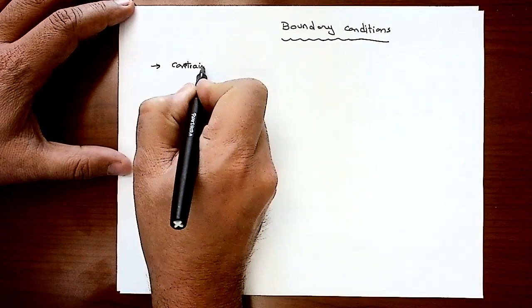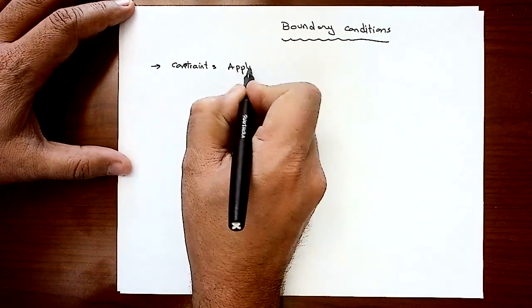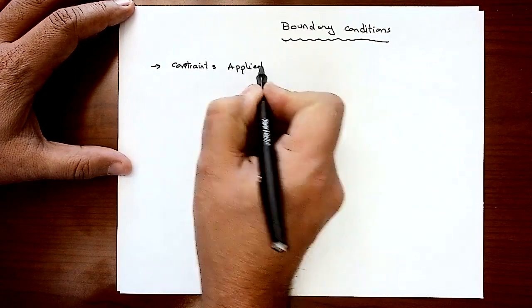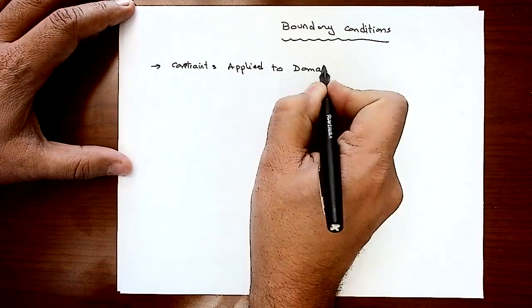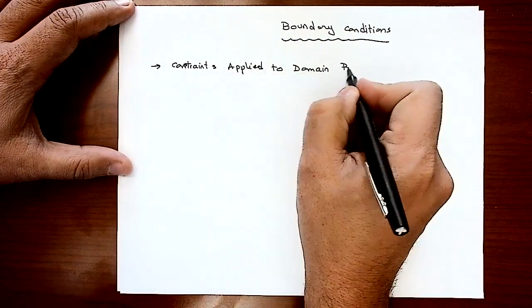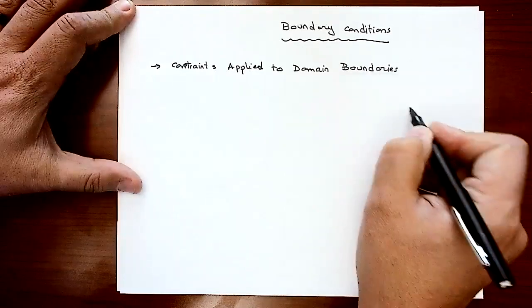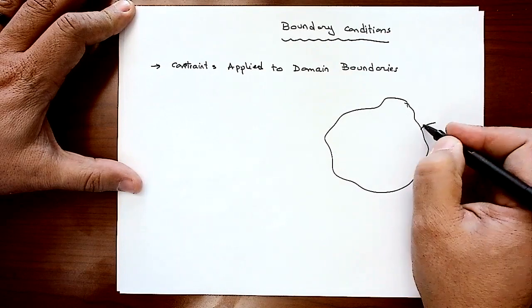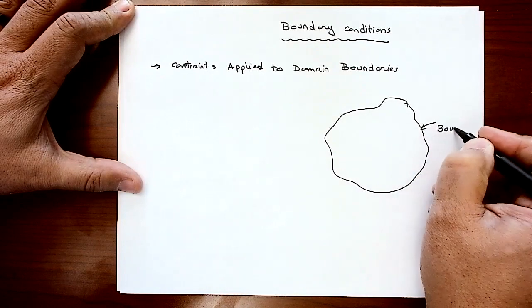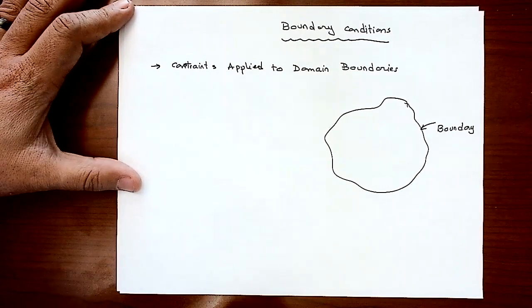constraints applied to domain boundaries. So you set up your domain, then you have to tell me what's the condition here. This is your boundary. You have to tell me the condition.